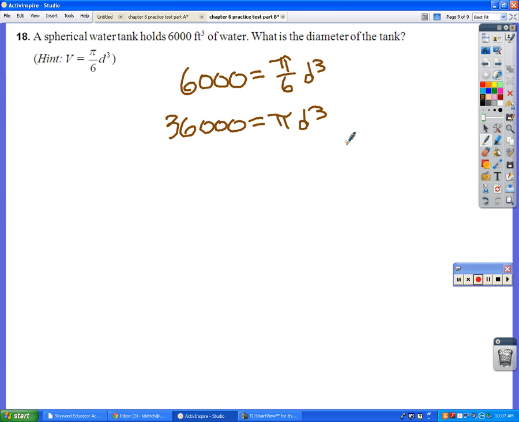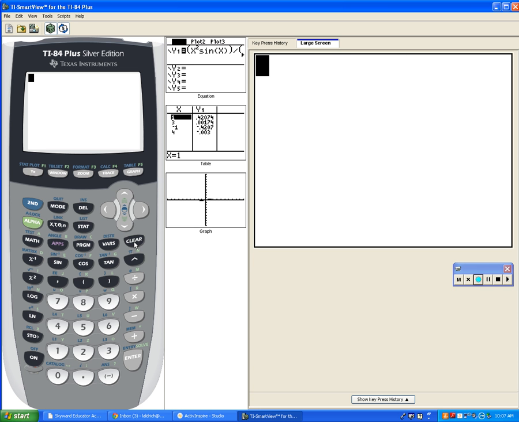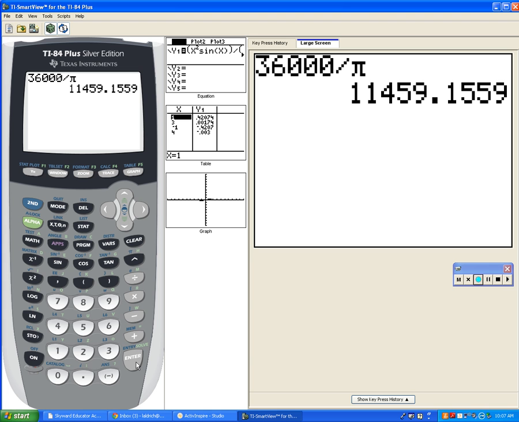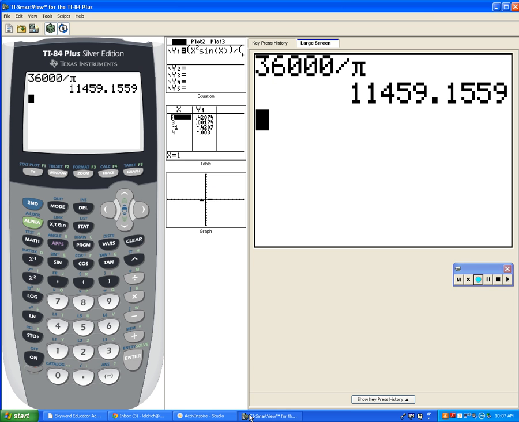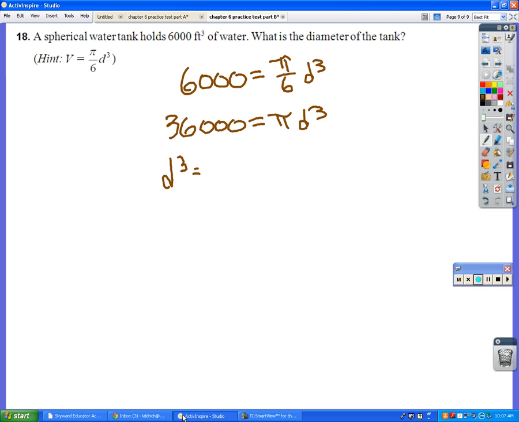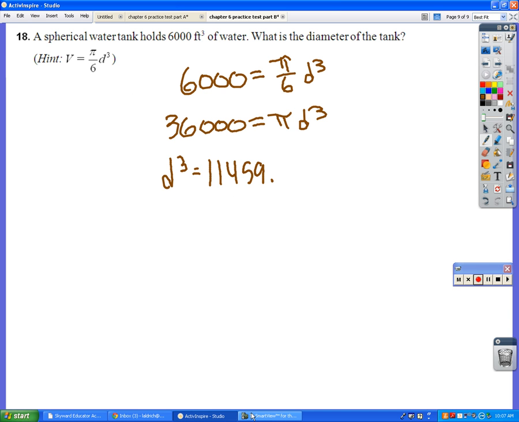Now I'm going to divide both sides by pi, and that's a calculator question. So 36,000 divided by pi is that. So the diameter cubed equals 11,459.1559. Okay?